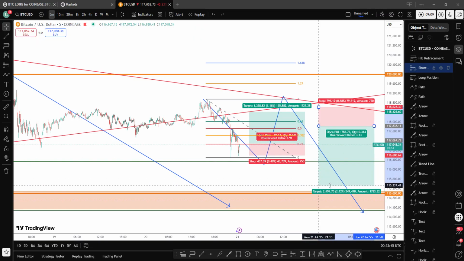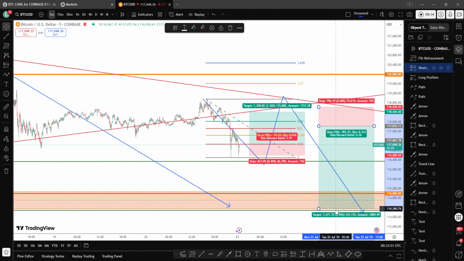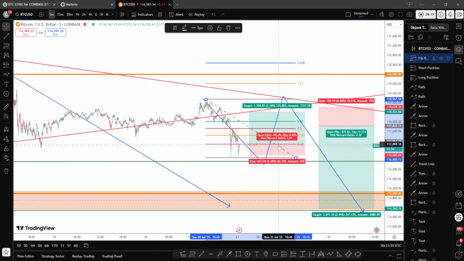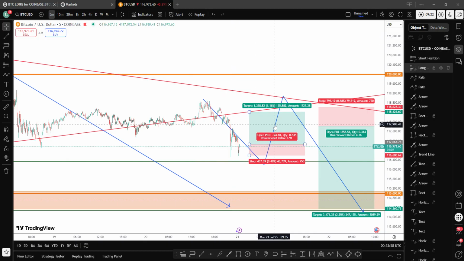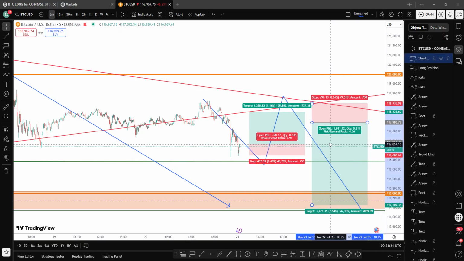Then down to this area. My major target always is 1:2. So we have something like this. So this is our first price movement. Then this is our second price movement. So for this one, we are targeting 1:3. Then this one 1:4. This one 1:4. So let's see how price behave.